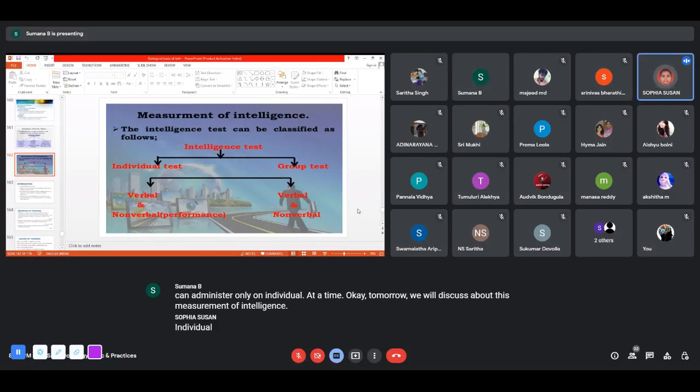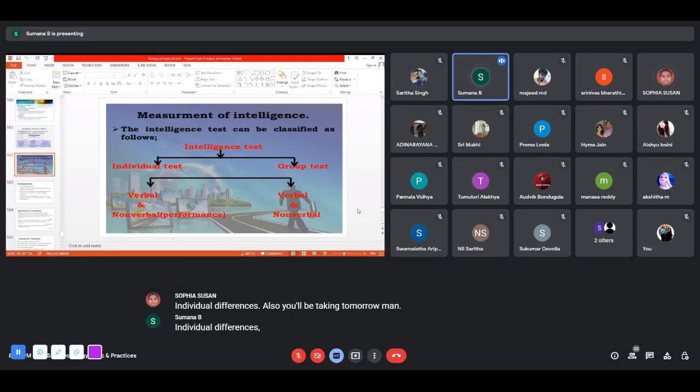Individual differences, please try to refer to by yourself. It's all about gender, achievement, aptitude, attitude. That's it. Nothing much to explain.